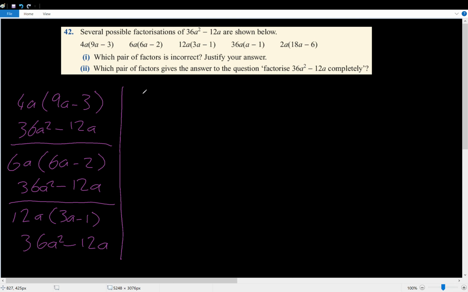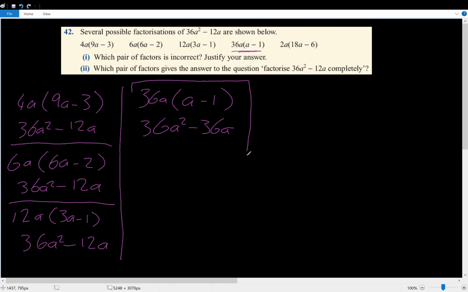So we'll try out the fourth one. That's 36a times a minus 1. 36a times a is 36a squared, and 36a times minus 1 is minus 36a, which is not correct. So the pair of factors that is incorrect is this one right here. And to justify our answer, we just have to show the multiplication that we did for that here. That is enough of a justification for our answer. So that is part 1.